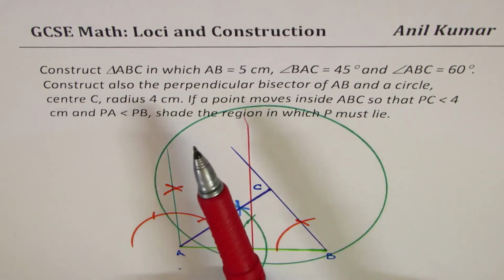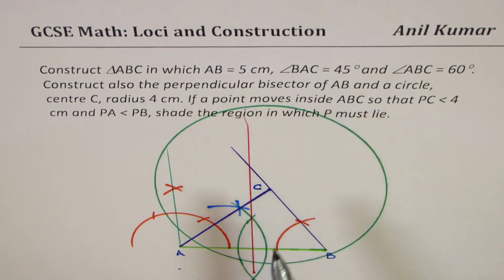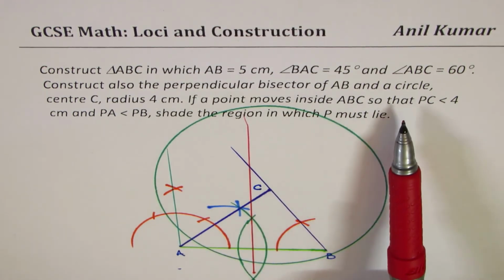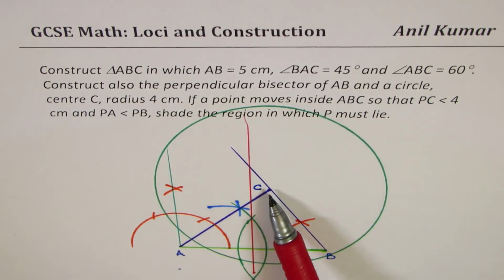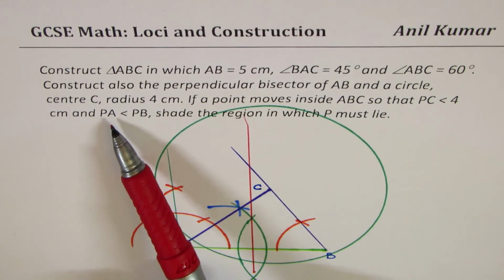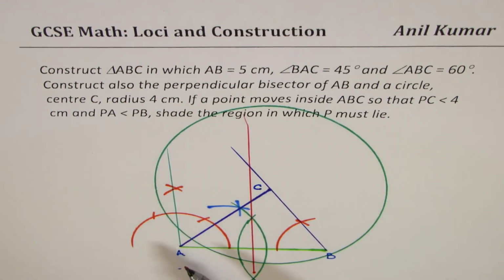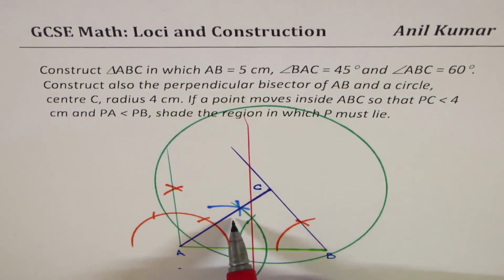Now let's look into the conditions and mark the region. So we got all these things, right? Now the condition is if a point moves inside ABC, that means within that triangle, so that PC is less than 4 centimeters. So the point distance from C is less than 4 centimeters. So it is within this region. PA is less than PB, so the point is closer to A than to B. That means the point is on this side.